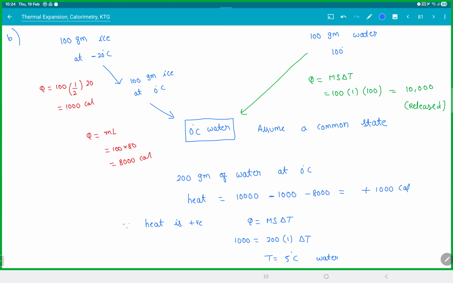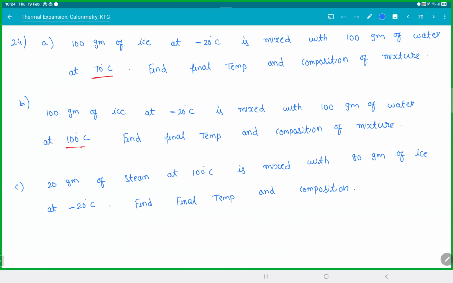So that is the thing. If you get a negative number, you have to freeze the water to ice, so use Q is equal to M into L. If you have a positive number, then you have to raise the temperature of the water. Use ms delta T. Can you do the third part? 20 grams of steam at 100 degrees and 80 grams of ice at minus 20. Let's get this.